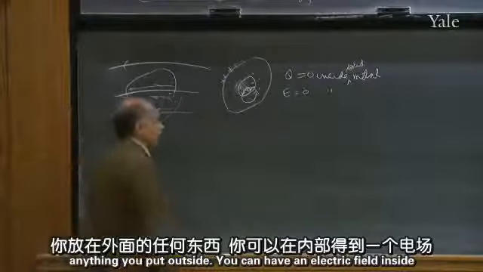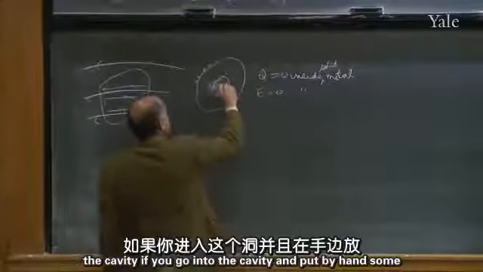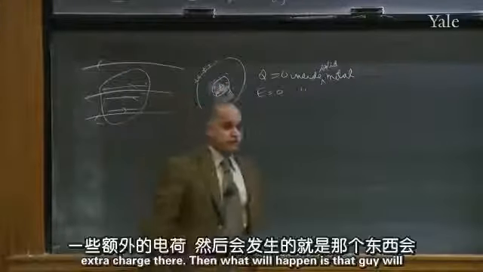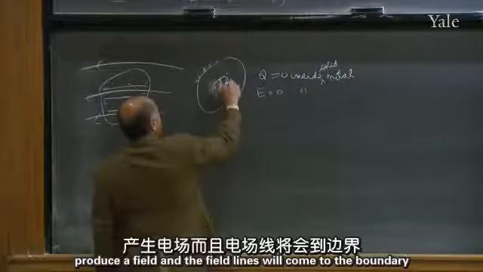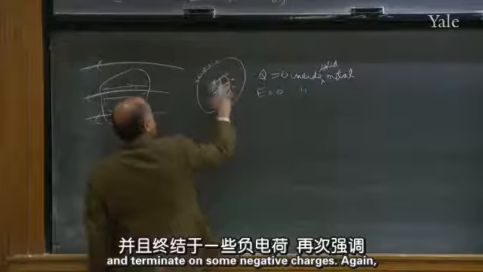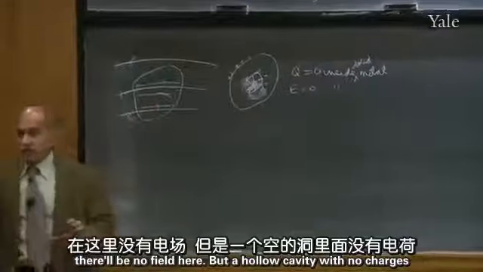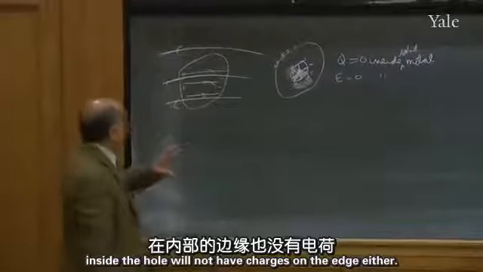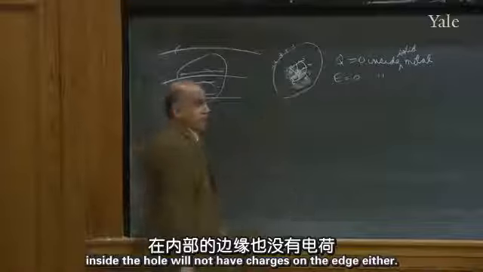You can have an electric field inside the cavity if you go into the cavity and put some extra charge there by hand. Then that charge will produce a field, and the field lines will come to the boundary and terminate on some negative charges. Again, there'll be no field here. But a hollow cavity with no charges inside the hole will not have charges on the edge either.